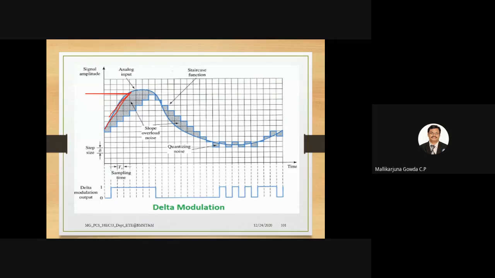This we call slope overload distortion. To keep track of this steep change in the analog input signal, we need to increase the step size, as well as the sampling frequency, or reduce the sampling period. Then only it is possible to track the change in the input signal. That is, if the input signal changes very fast, that is what I mean to say. I hope people are understanding what I'm saying.